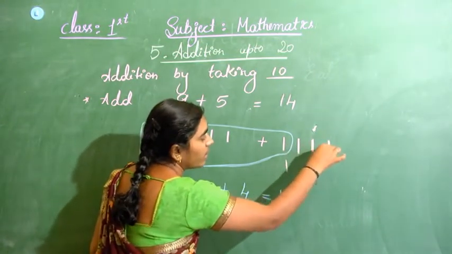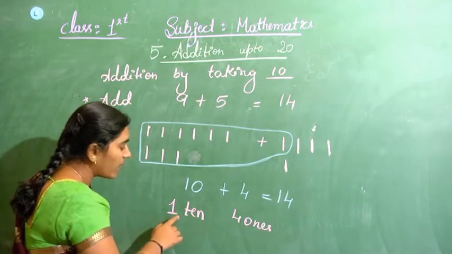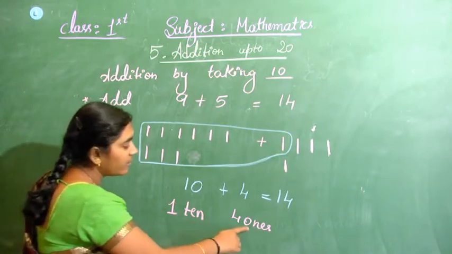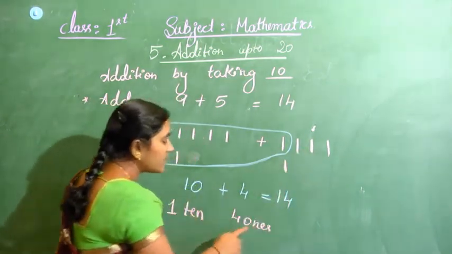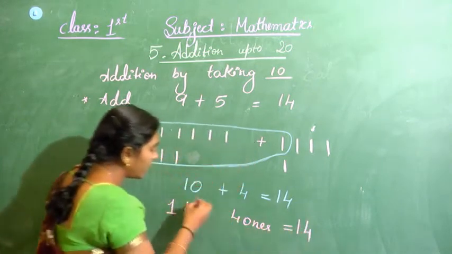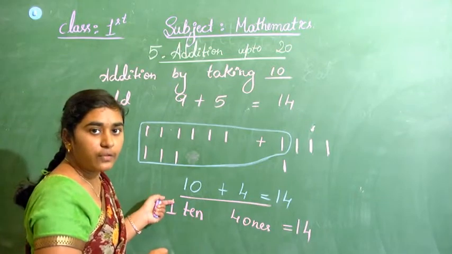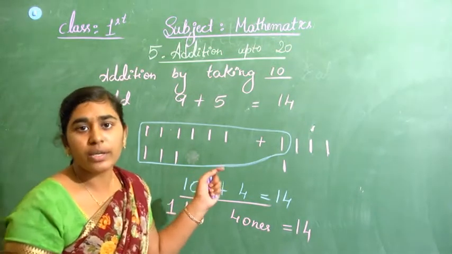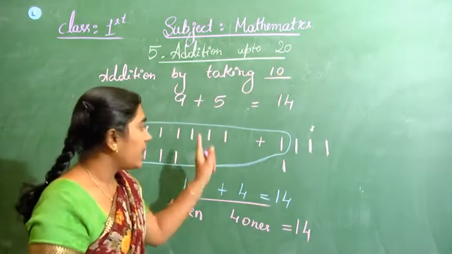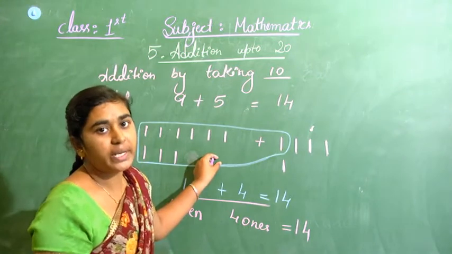1, 1, 1 and 1. We call those ones. Here we have one bundle of 10 and 4 single ones, 4 ones. You will get the number 14. We take the help of the bundle of 10 to add the numbers so that you can add very easily up to 20. And you can do the same thing for 20 also.